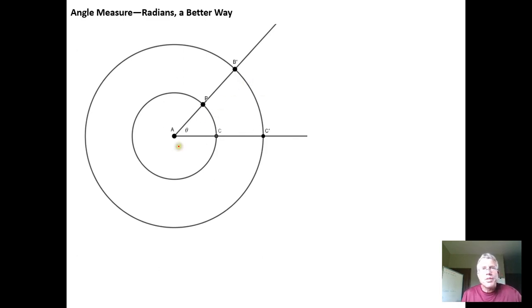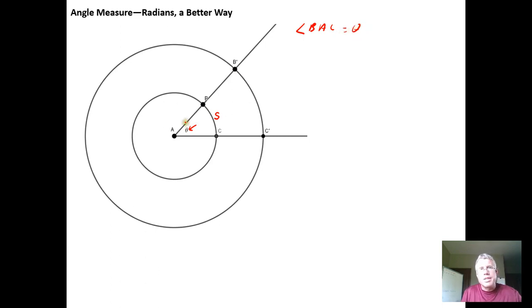So for example, here's an angle theta. It's a central angle. It's the angle swept out through some arc, an arc BC. And we'll give this arc a name. We'll call it S. It's very customary in trig, or in math in general, to give arc length the name S. So we have an angle BAC, which I've given the name theta.